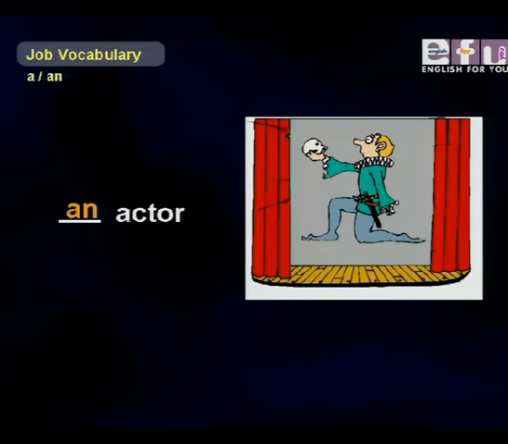Number 10. Do they speak English? Yes, they do. All right. Very good. We'll see you again. Practicing English.